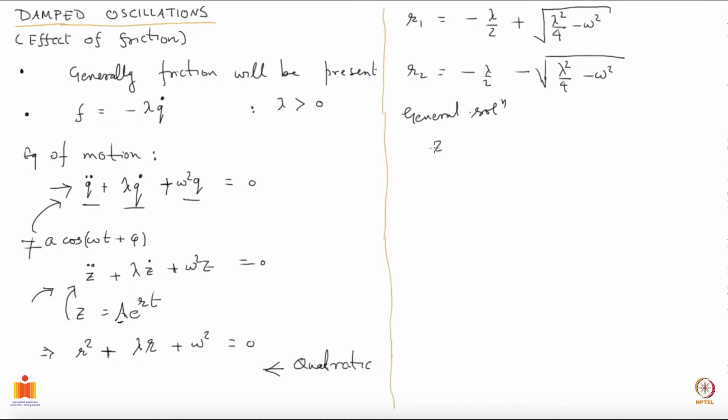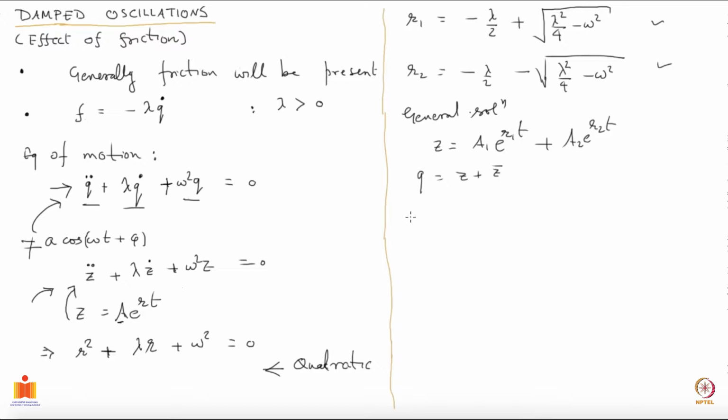Your z will be some constant a1 r1t plus a2 r2t. a1 and a2 are also complex, and to get my q I should just take the real part, which is the same as taking z and z bar and adding them up. Now there are three possibilities as far as the roots are concerned. The argument of the square root could be positive, negative, or 0. These are three possibilities, so let's look at these three possibilities in turn.